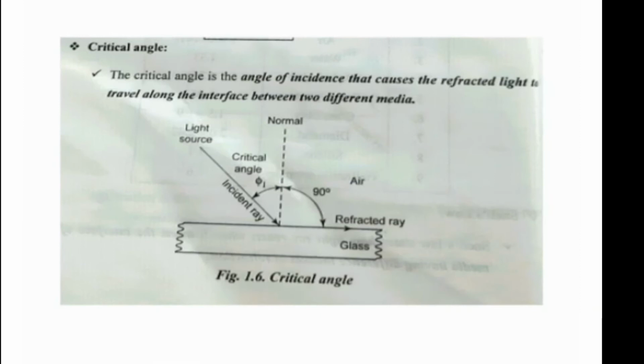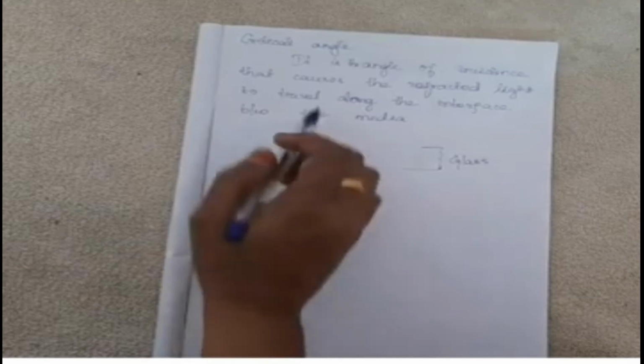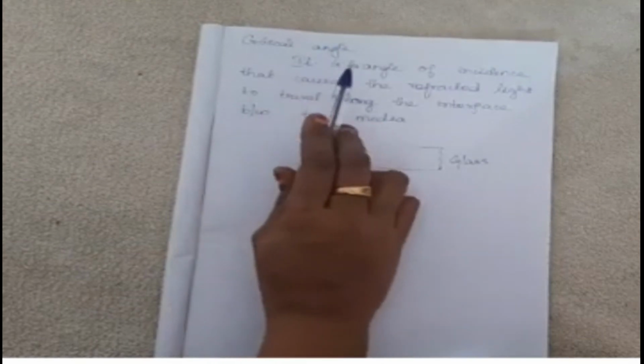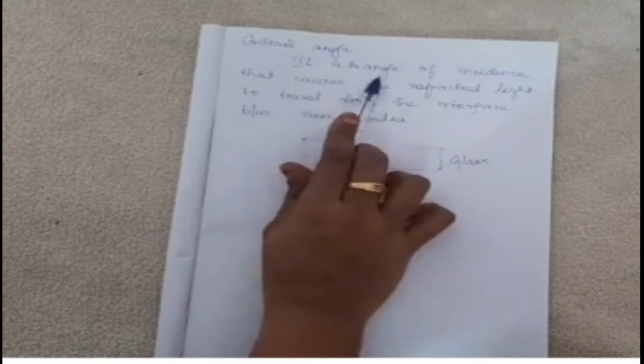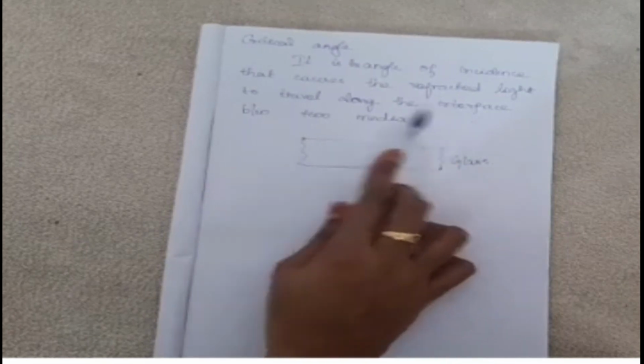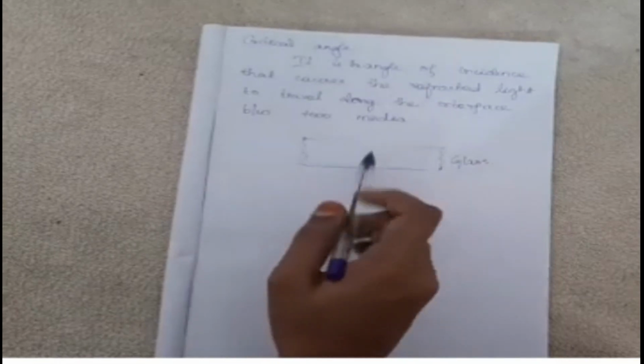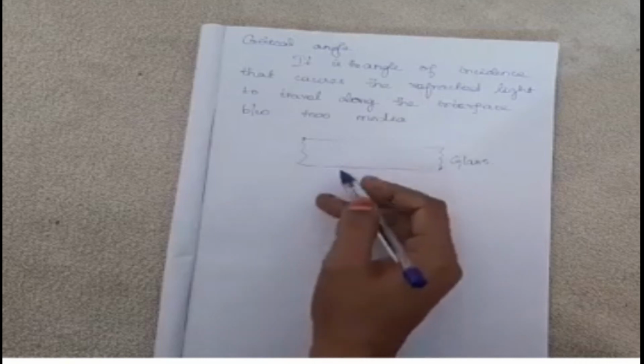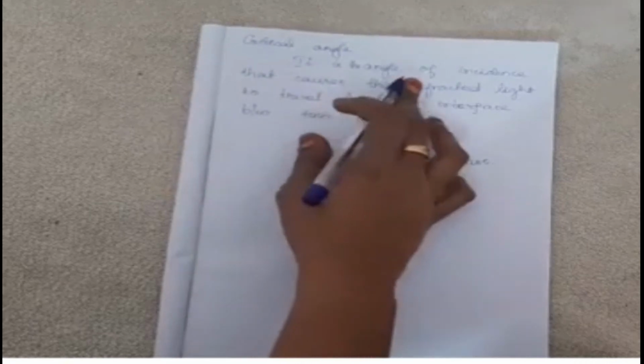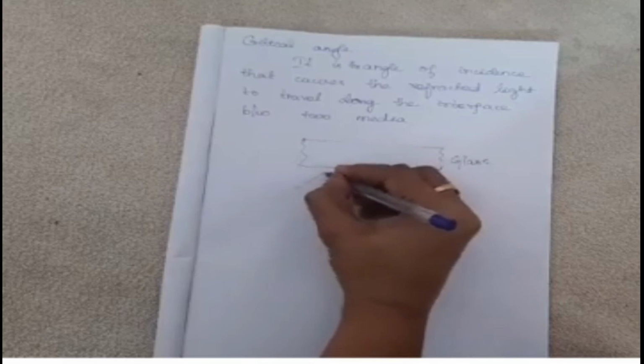Now we can see the derivation of the critical angle. So listen students, the next topic is the critical angle. So what is the critical angle? It is the angle of incidence that causes the refracted light to travel along the interface between two media. Previously we studied total internal reflection. In total internal reflection itself we have seen the critical angle, that is, when the light is incident on the interface, this is the incident ray, correct? It is the incident ray and this is the normal line.